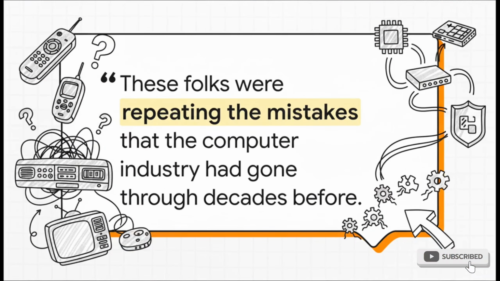Java's creator, James Gosling, put it perfectly. He took one look at the whole consumer electronics world and just saw chaos. Every single device had a different processor, a different system. In his own words, they were just repeating the mistakes that the computer industry had gone through decades before. Everyone was reinventing the wheel, and honestly, they were doing a pretty bad job of it.